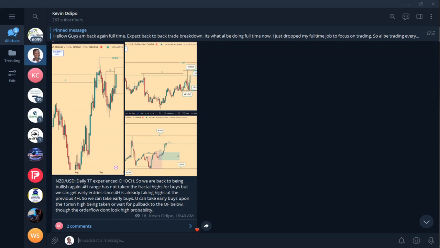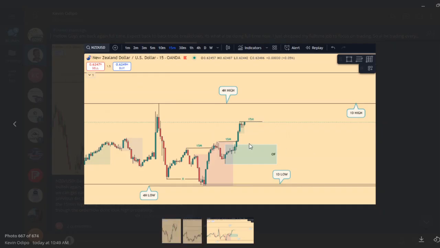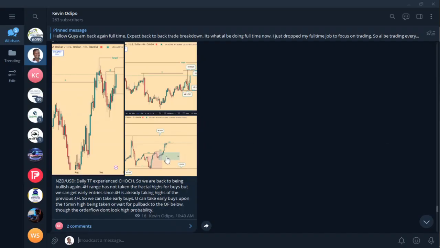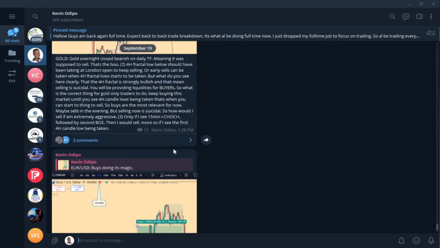The 4 hours range has not taken the fractal highs for buys, but we can get an early entry since 4 hours is already taking highs of the previous 4 hours candle. So we can take early buys. You can take early buys upon the 15 minutes high being taken, or wait for a pullback of the order flow, though the order flow doesn't look high probability. So this was a trade when immediately this high was taken, the order flow was bullish, and therefore I got my entry and got my trade here.